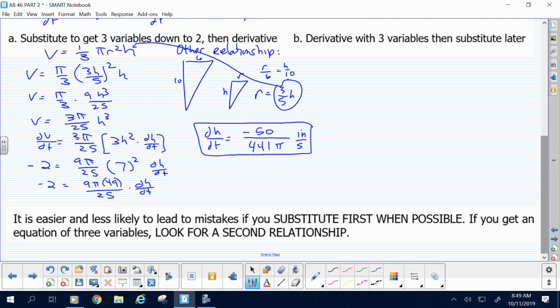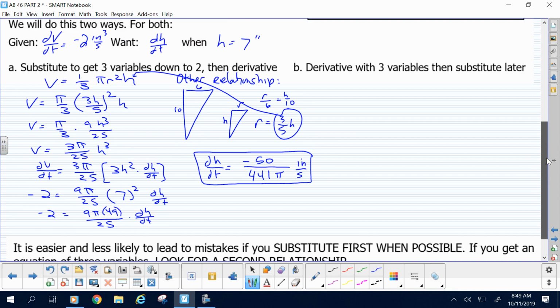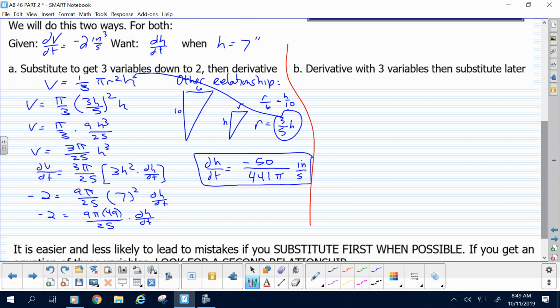Now, that's a fine answer, and I guess we can move along, but I would like you to see the consequences of not doing that substitution, right? So we're going to do the same problem, but a slightly different way. If we took the derivative with 3 variables and substituted later. So if you start with volume is 1/3 pi r squared h, and you're just so excited to do your calculus that you said, I'm going to do my derivative now, all right? So if I take the derivative with respect to time now, then what is the derivative of V with respect to t?